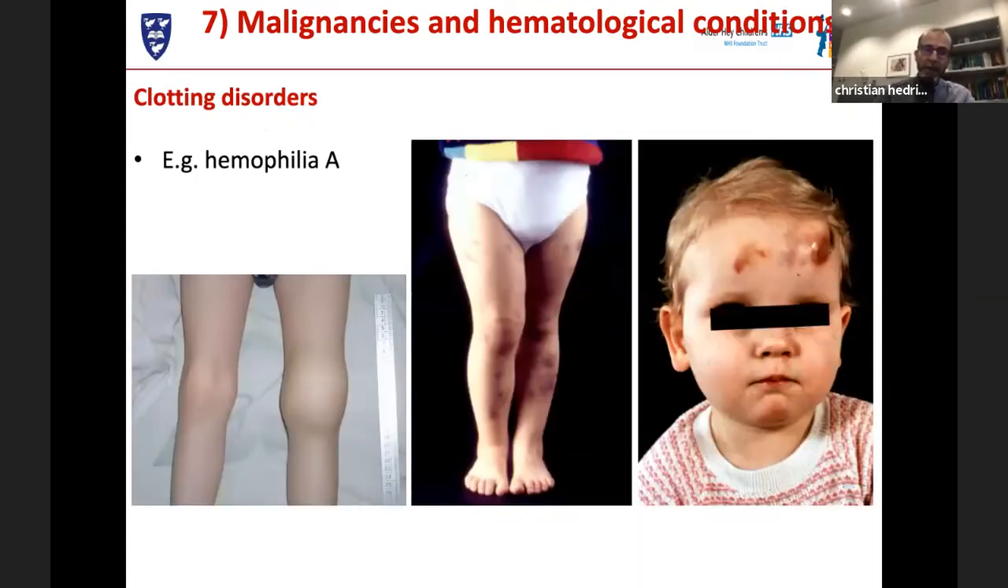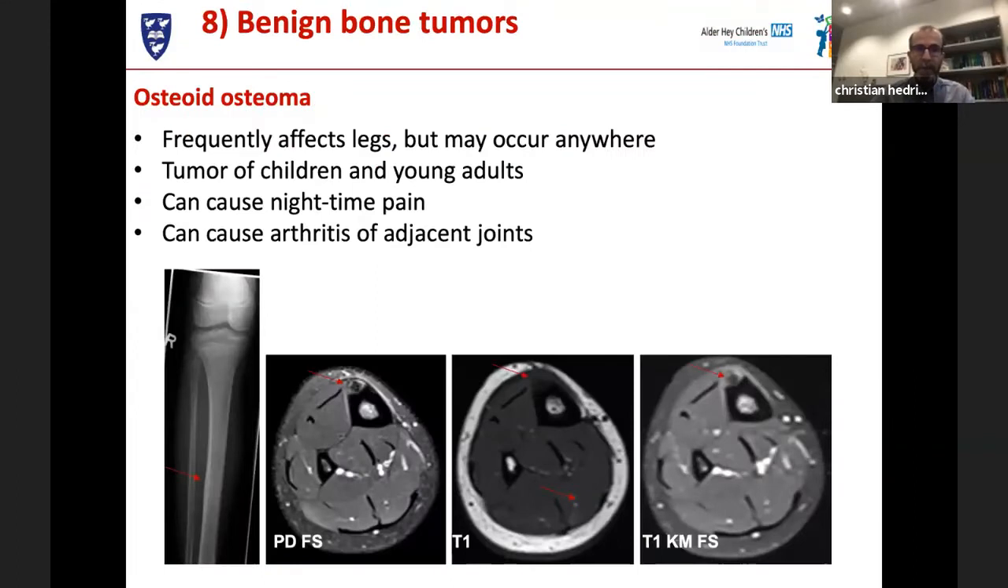A number of clotting disorders can result in joint or bone pain. So these images are from patients with hemophilia A. Hemophilia A, for example, can result in bleedings into large joints, such as, for example, the knee, which can be misdiagnosed initially or at least trigger a differential diagnosis of arthritis. And in the end, it's a clotting disorder.